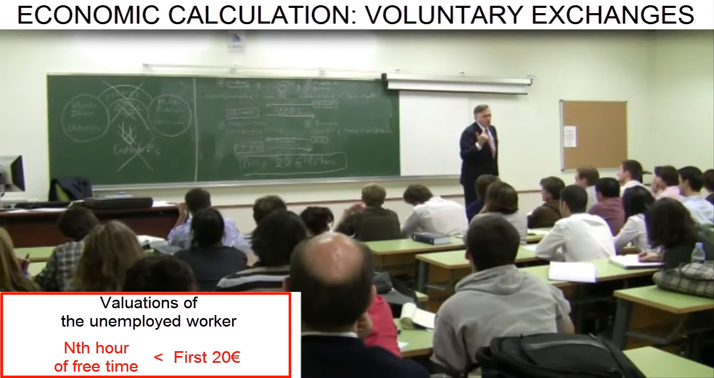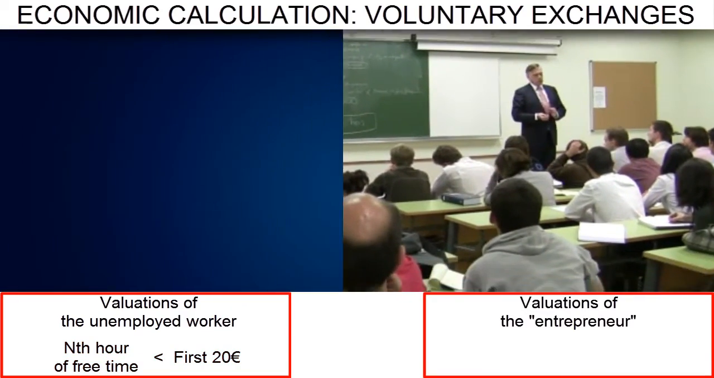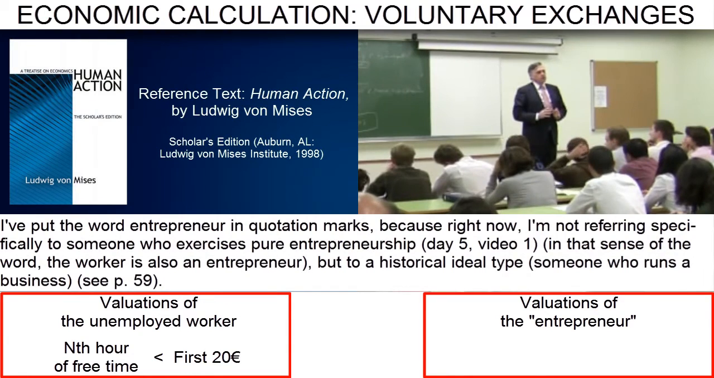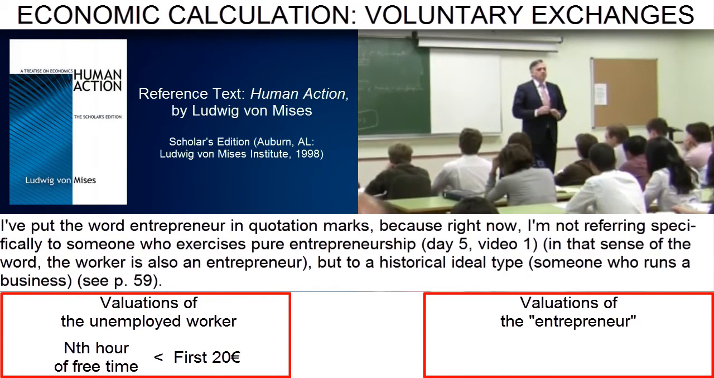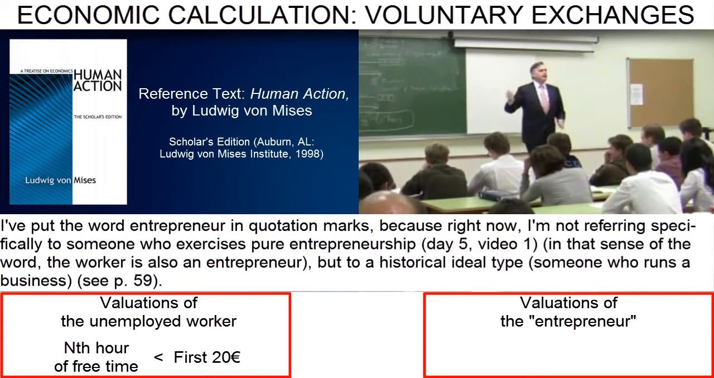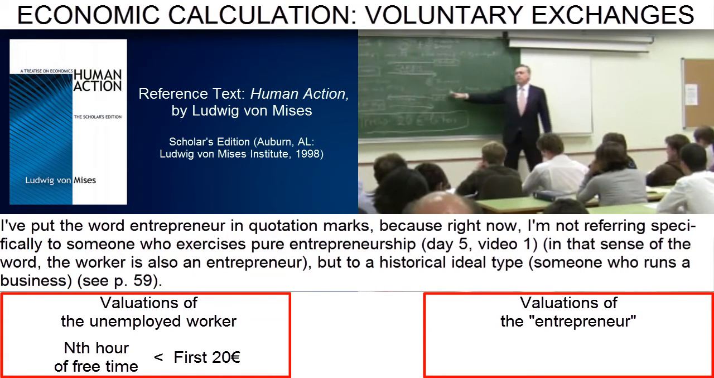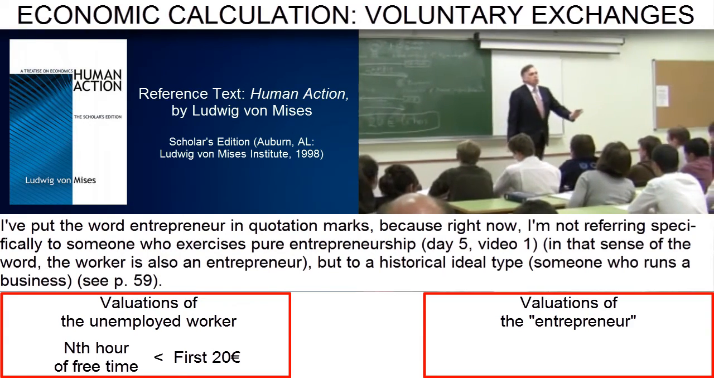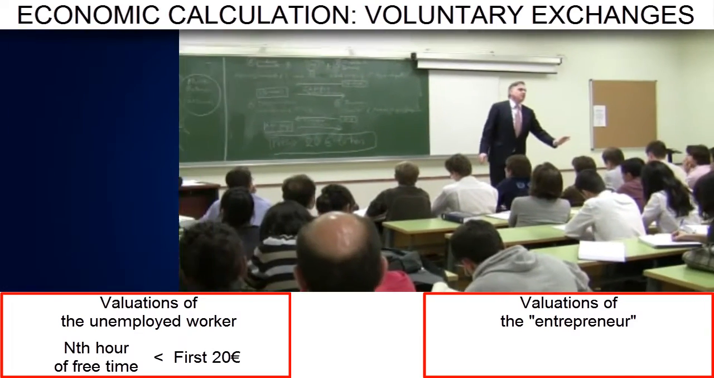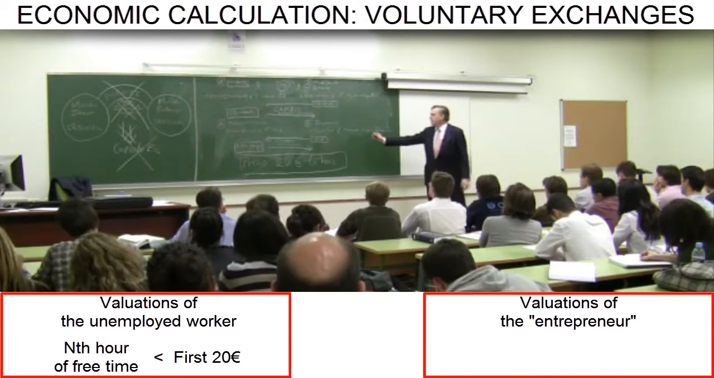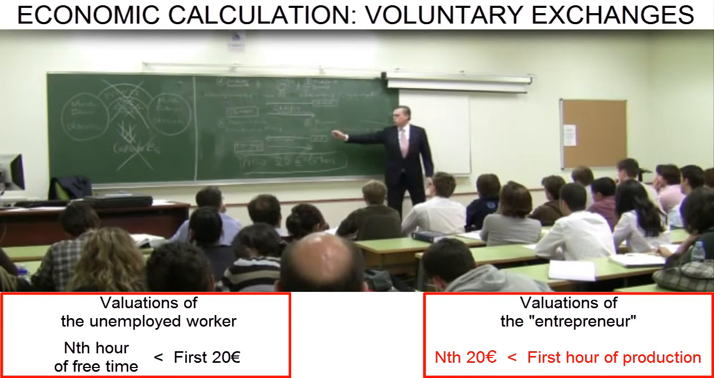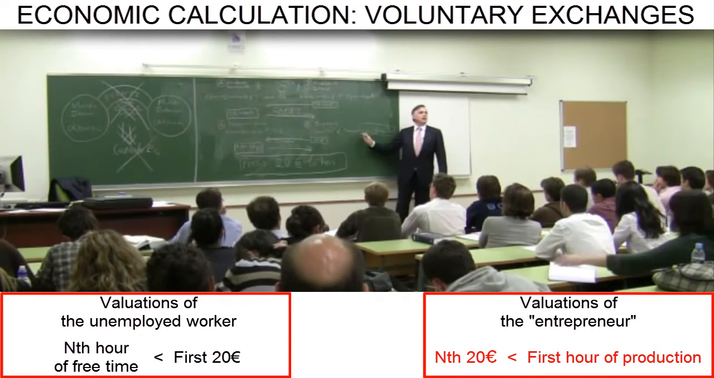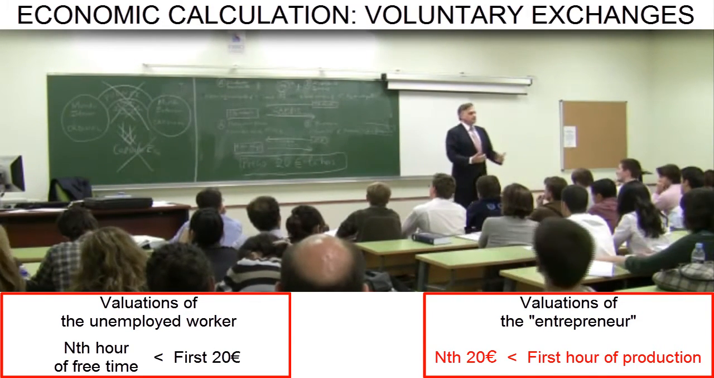And let's suppose that opposite him is an entrepreneur. I've put the word entrepreneur in quotation marks, because right now I'm not referring specifically to someone who exercises pure entrepreneurship, but to a historical ideal type. We'll talk about what that means later. He has an entrepreneurial project, and he has considerable capital at his disposal. So, although the last 20 euros are worth something to him, they are relatively insignificant.